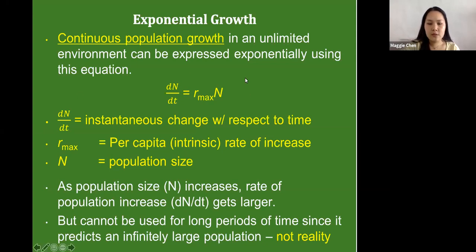Looking at this equation, as our population size, N, increases, the rate of our population increase is going to also get larger. So how fast our population grows, our rate of change, would increase as our population increases, which makes sense. But we can't really use this equation for a long time because it doesn't define reality. In real life, there are limitations to growth. So we can refer to this equation in the beginning when we're still looking at a population as it's starting to grow, but we can't use it for long periods of time.